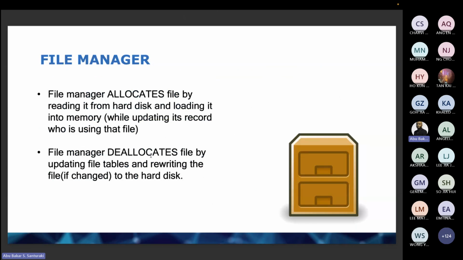So that's basically what a file manager is. It allocates files by reading them from the hard disk, depending on whether you're reading or writing, and the file manager deallocates a file by using the file table. So what this is actually saying is very interesting and important. Do you know what happens when you delete a file? When you delete a file, it doesn't actually delete. Deleting a file is like going to the index page and just canceling out its name. The actual file is still there.